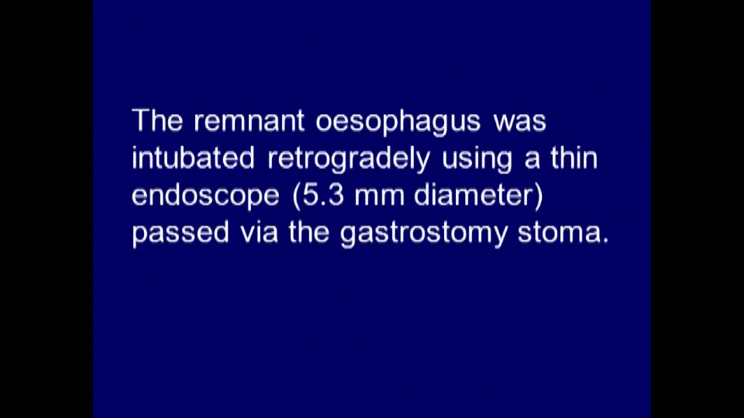The remnant esophagus was then intubated retrogradely using a thin scope passed via the gastrostomy stoma. The G-tube was initially removed and the thin scope was passed into the stomach, from where the remnant esophagus was intubated in a retrograde manner.